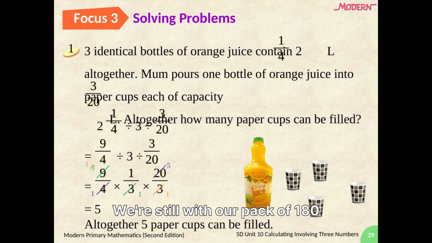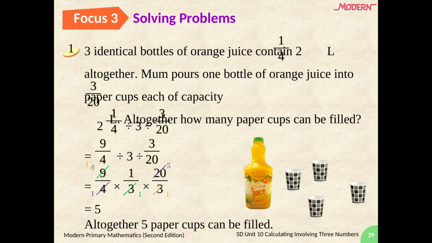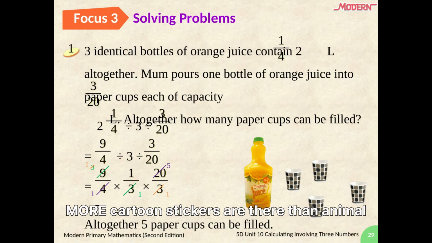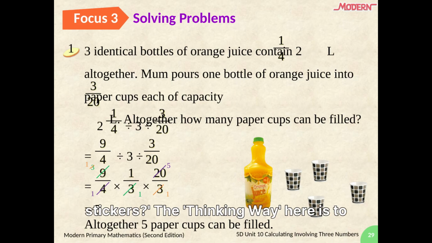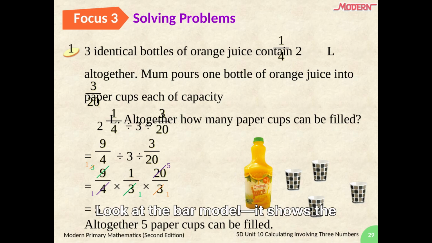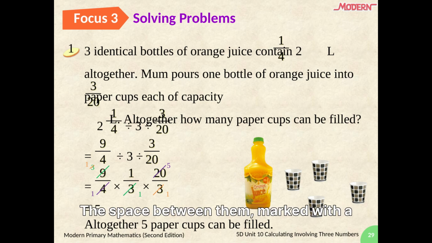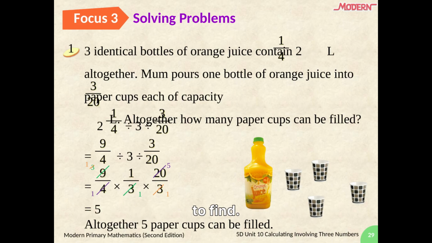We're still with our pack of 180 stickers. We know 1/3 are animals and 2/5 are cartoons. But now the question is, how many more cartoon stickers are there than animal stickers? The thinking way here is to identify that we are looking for a gap between two parts. Look at the bar model. It shows the cartoon segment is clearly longer than the animal segment. The space between them, marked with a question mark, is exactly what we need to find.